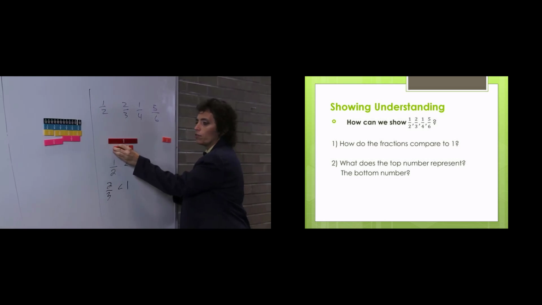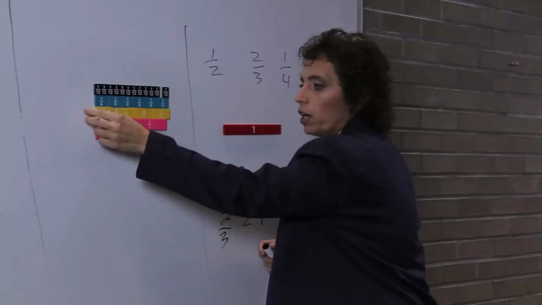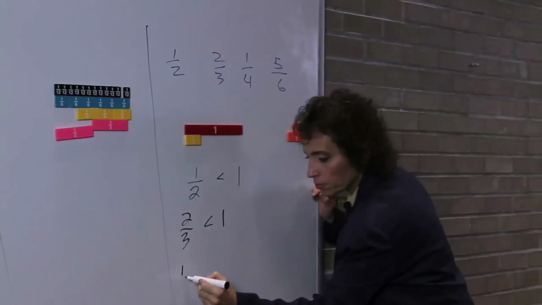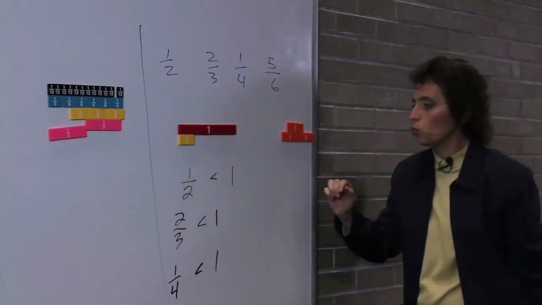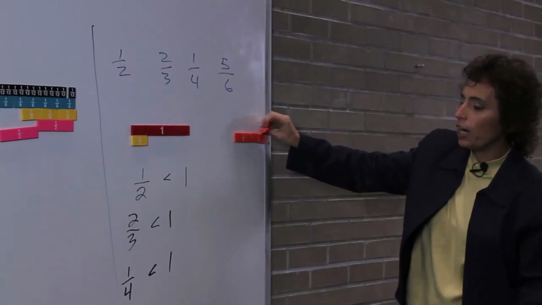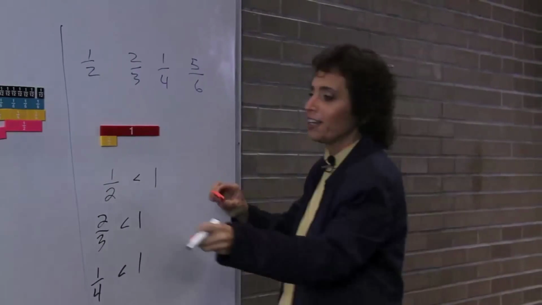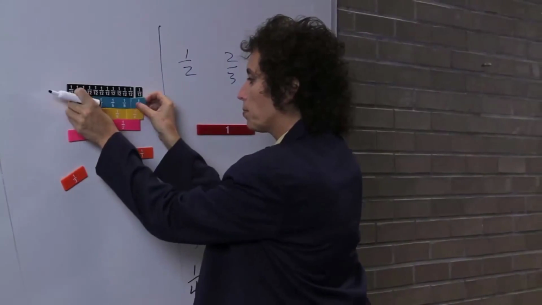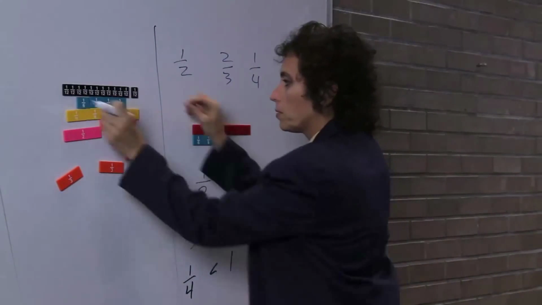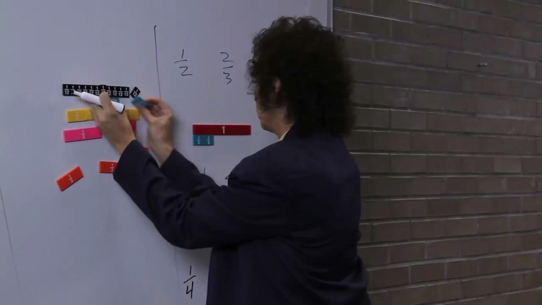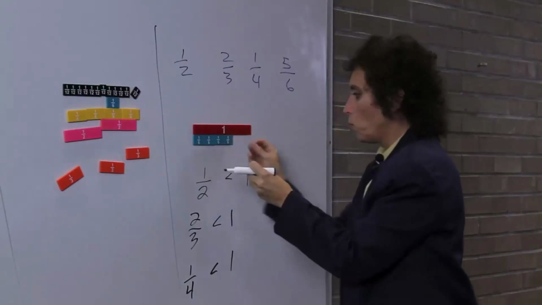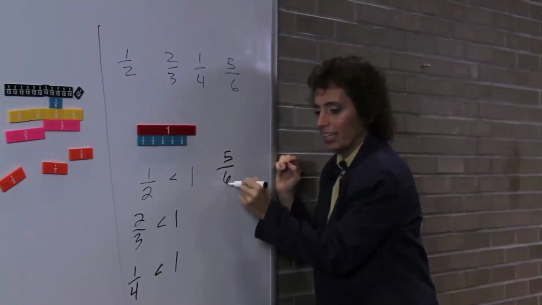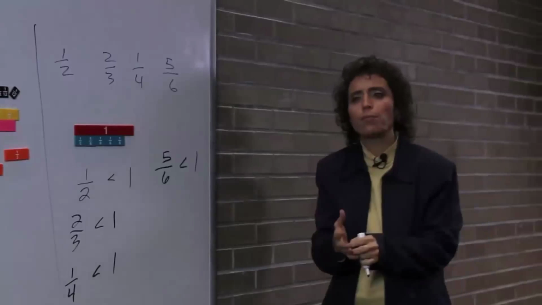Okay, now let's do 1/4. Well, these are fourths. 1/4 is obviously smaller than 1. It's less than 1. Now let's do 5/6. Not worried, are you? Because you see those 6 pieces, right? All right, so let's do 5/6. Let's get this 1/4 out of here. Three, 4, 5. There's your 5/6, and obviously 5/6 is less than 1. Okay, so that's how they compare to 1.